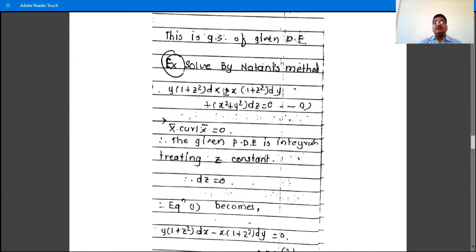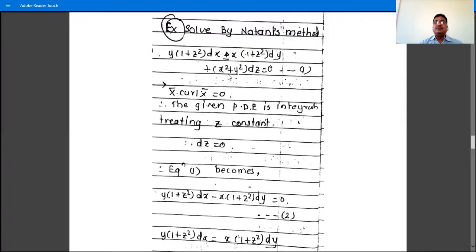y(1 + z²)dx − x(1 + z²)dy + (x² + y²)dz = 0. This is of the one variable separable type, and we already have its answer by that method. Now we have to solve this example by using Natani's method. So first show that X̄ · curl X̄ is 0. Therefore, the given differential equation is integrable.